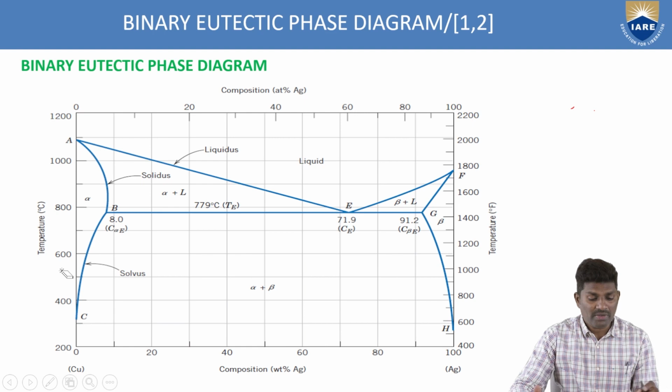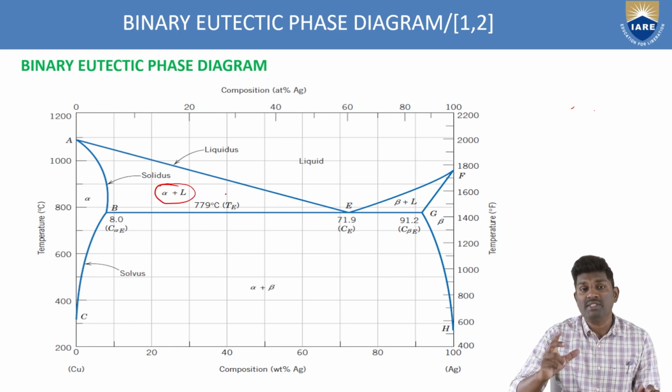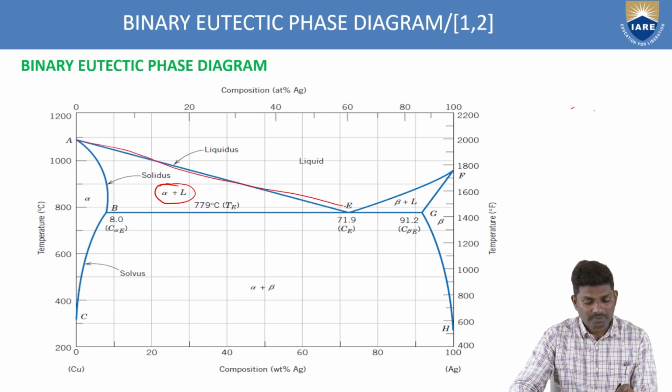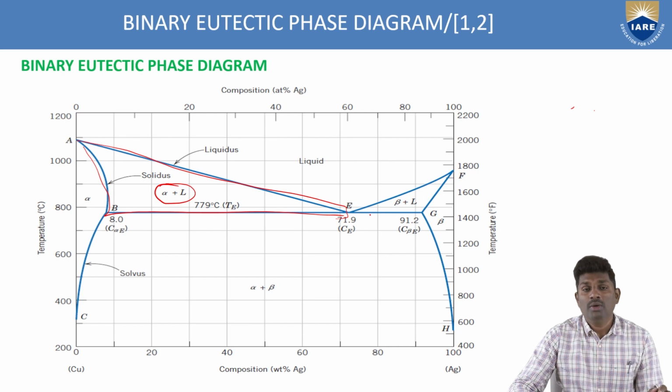Now, looking at this phase diagram clearly, what other things can you easily find? Apart from the alpha, beta and liquid zones, you have alpha plus liquid, which means you have two phases in this region. In this complete region from A, B to E, you have alpha plus liquid. So two different phases can be found in this region.